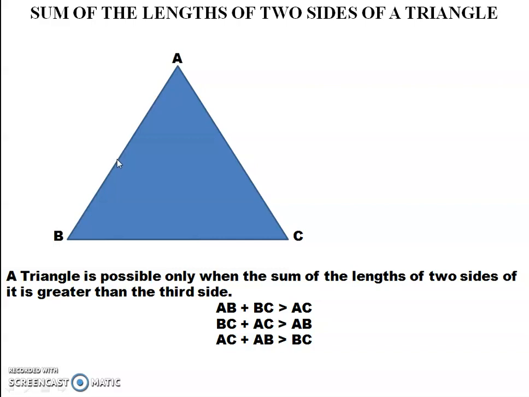Once again, AB minus BC should be smaller than AC. BC minus AC should be smaller than AB. AC minus AB should be smaller than BC. So you have learned two properties based on the length of two sides of a triangle. One is the sum property and the other one is the difference property.